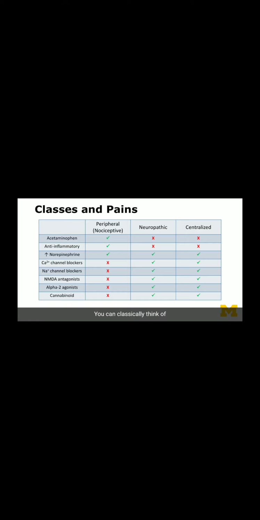If we look at our second column here of pain types, this is neuropathic pain. You can classically think of neuropathic pain as a diabetic neuropathy. So this is just nerve pain. And so the medications that we think will work for nerve pain based on their mechanisms have the green checks for you there. Some other examples, since we've already talked about drugs that increase norepinephrine, are calcium channel blockers. So this would be gabapentin and pregabalin.